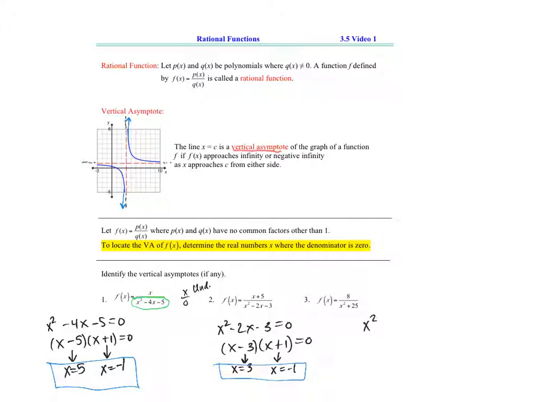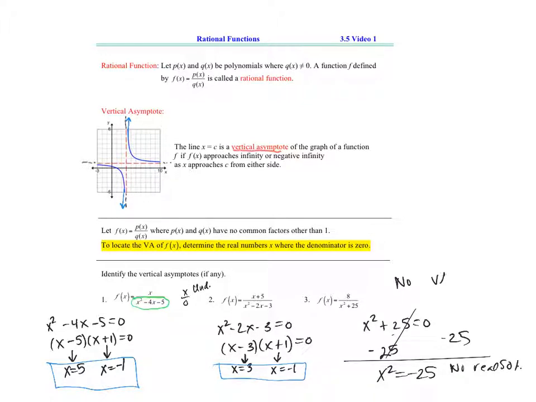And let's look at this one. x squared plus 25 is equal to 0. So subtracting 25 from both sides, we would get x squared equals negative 25, which has no real solution. So that means that there is no vertical asymptote. There's not always a vertical asymptote for rational functions, but that is how you find them if there are going to be vertical asymptotes.